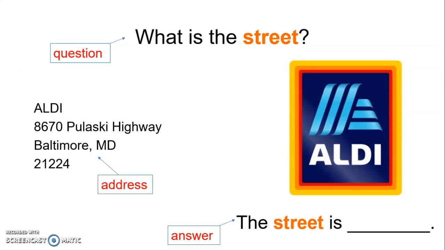All right, what is the street? ¿Cuál es la street para esta dirección? Aldi, 8670 Pulaski Highway, Baltimore, Maryland, 21224. The street is, ¿cuál es la street? So what is the street? Escribe la pregunta y también la respuesta.